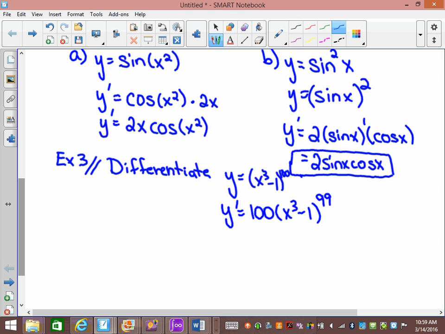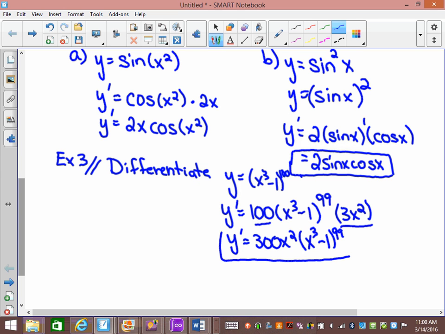And then we have to multiply by the derivative of the brackets. Then make the 3x squared join the 100 in front. So it's going to be 300x squared, x cubed minus 1 to the 99. You have to understand product rule, quotient rule, chain rule, trig derivatives, because next unit we use all those and then we go further, we solve so that we can draw graphs.